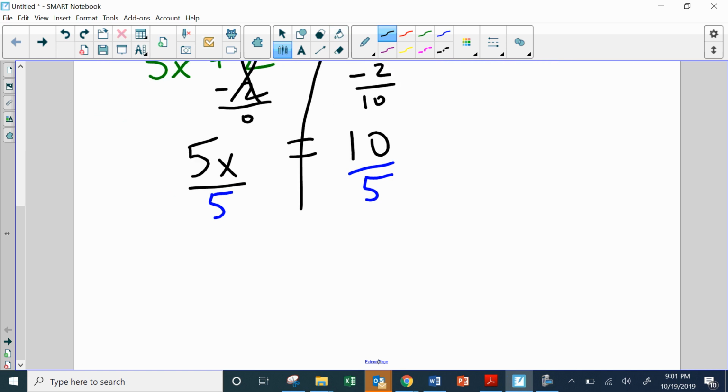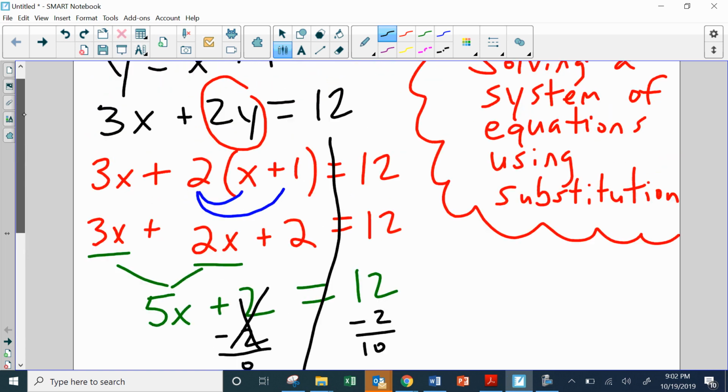So now I get, as my final answer, x is all I'm left with, because these two things divide out to 1, equals 10 divided by 5 is 2. So my next step is, that's only part of my solution. I have 2 variables, x and y. I'm trying to figure out what is the value of both variables that satisfies both equations. So I know the x value is going to be 2 in both equations. I need to scroll back up and figure out what y is.